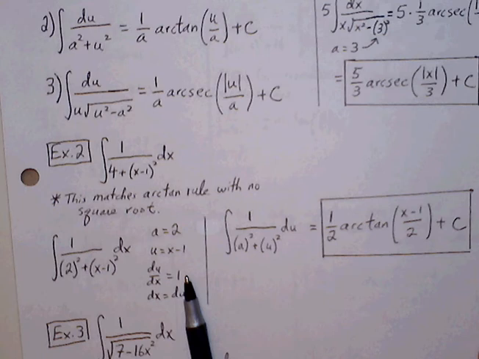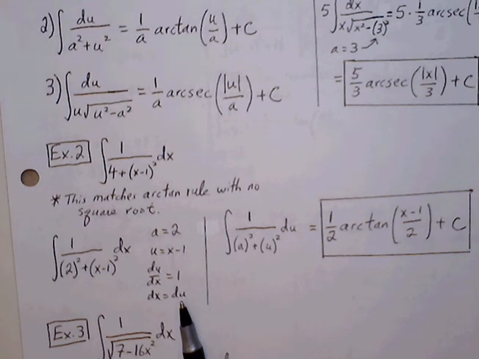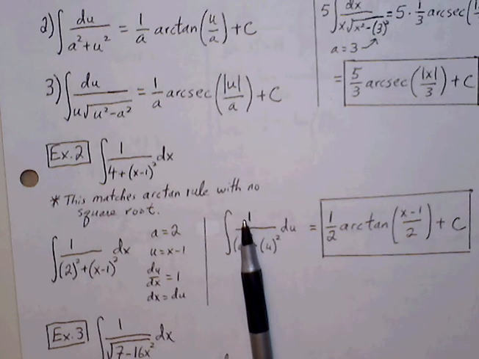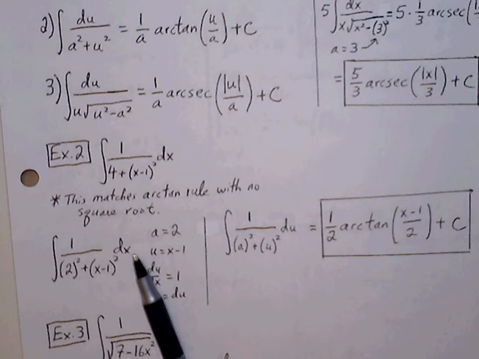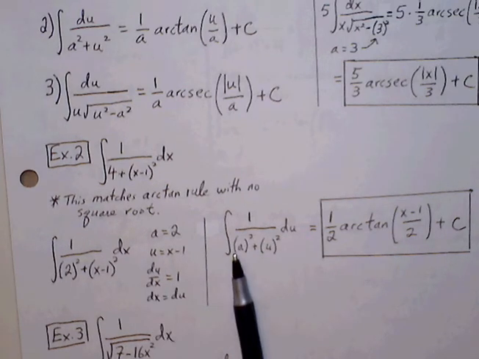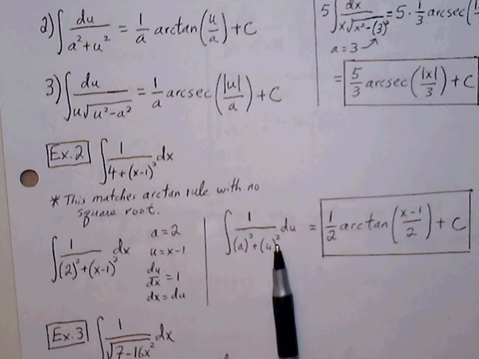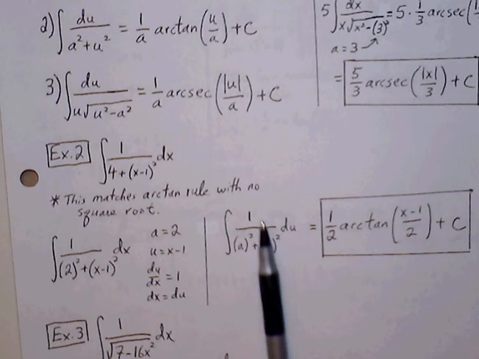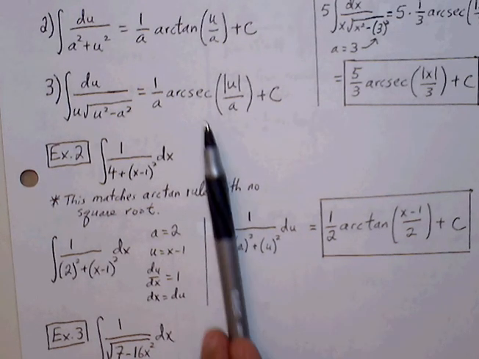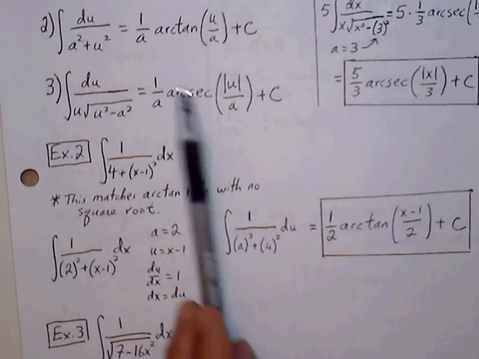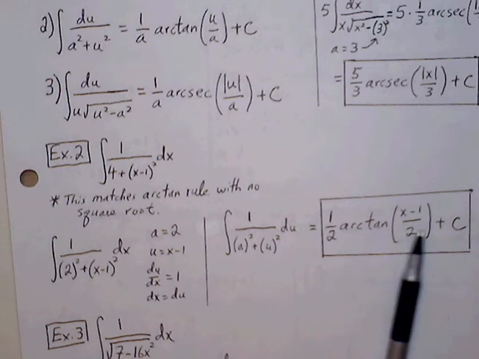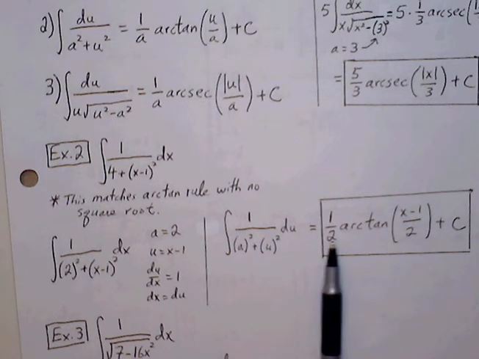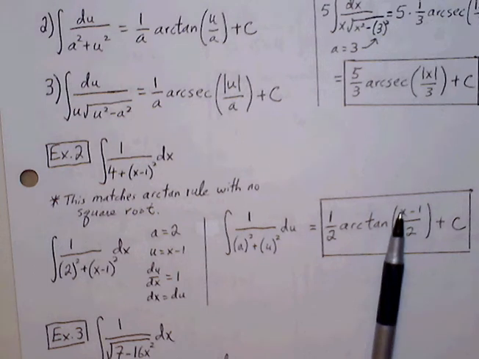So a is 2, u is x minus 1. We find the derivative, which is 1, and dx is equal to du. We make our substitutions: the integral of 1 du, with dx replaced by du, a representing the 2, and u representing the x minus 1. Everything matches our integral rule for arctangent, so we can apply the rule. The rule says 1 over a arctangent of u over a plus c. Finally, we replace a with 2 and u with x minus 1.